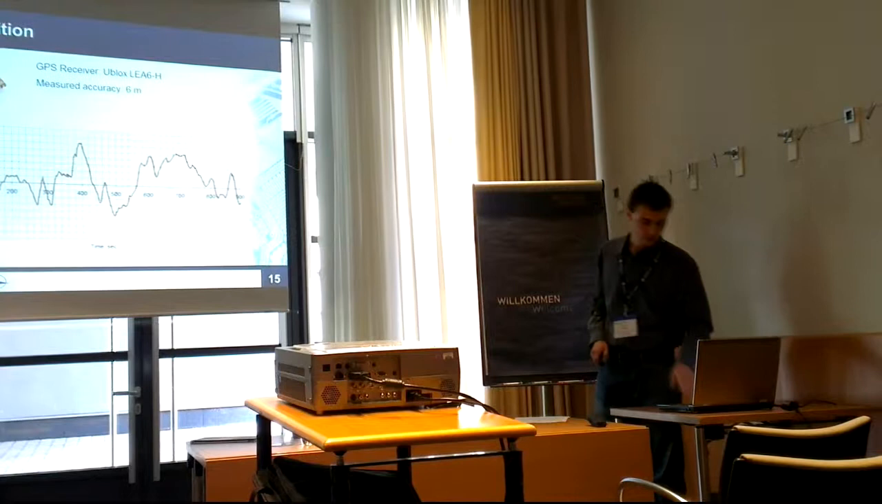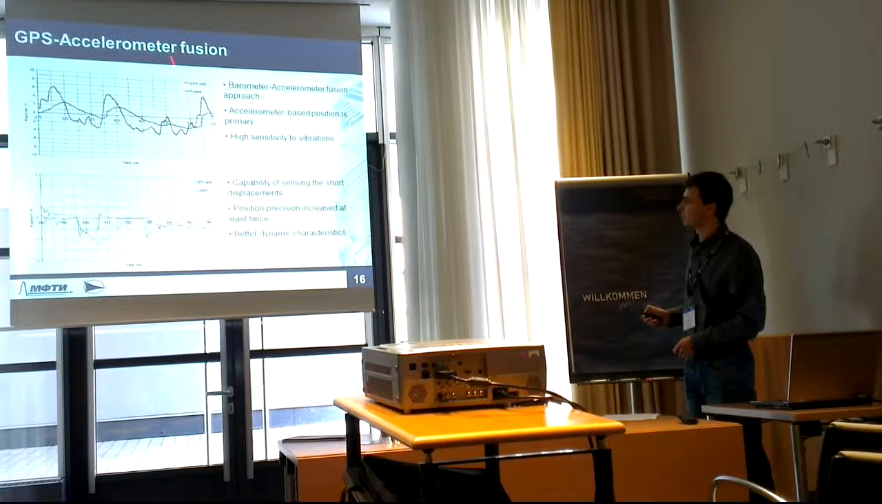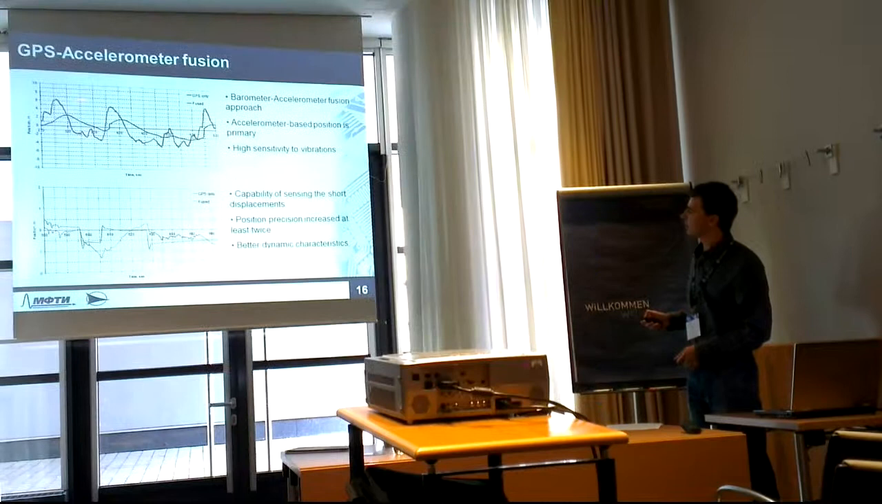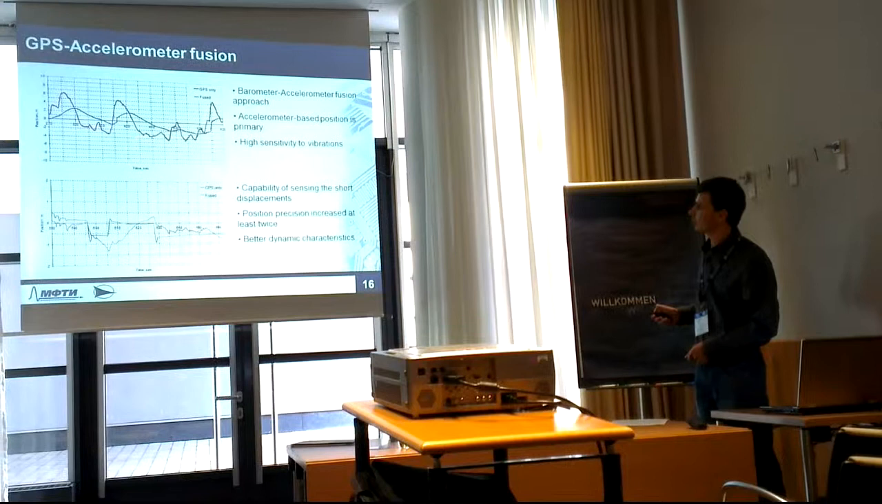So we use the same approach for GPS accelerometer fusion as for barometer accelerometer fusion. The base position is chosen by the accelerometer. And you can see here the red line, this is the GPS only signal, and the blue line is the fused signal.